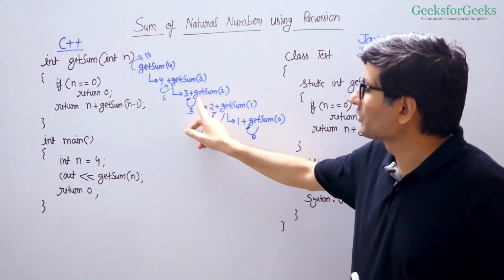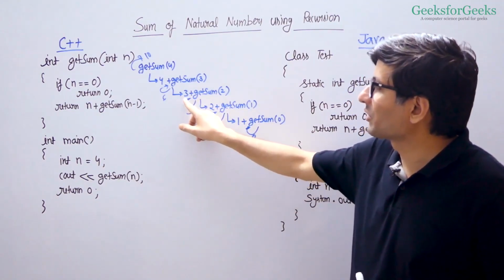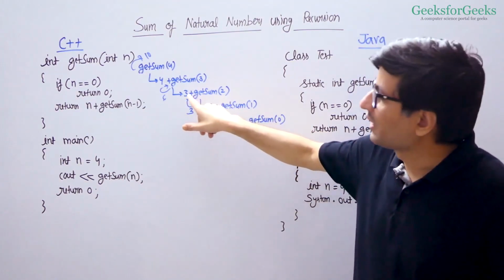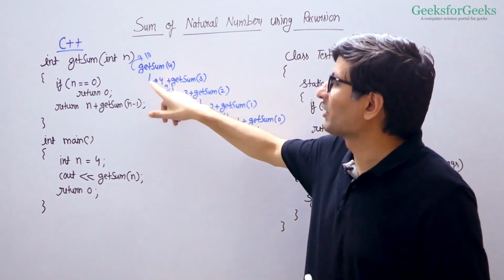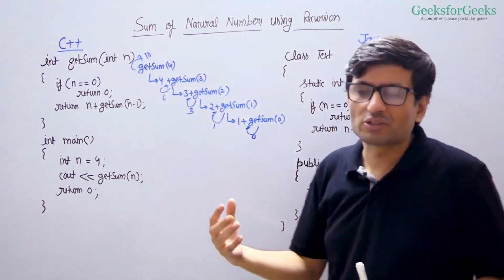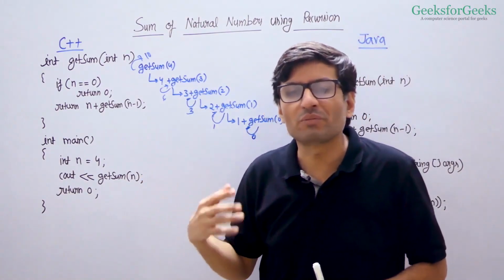So getSum(2) is going to return 3 to the caller. And the caller is going to do 3 plus 3, 6. And it's going to return 6 to its caller. And this caller is going to return 4 plus 6, 10. So this function returns 10 to the main function.